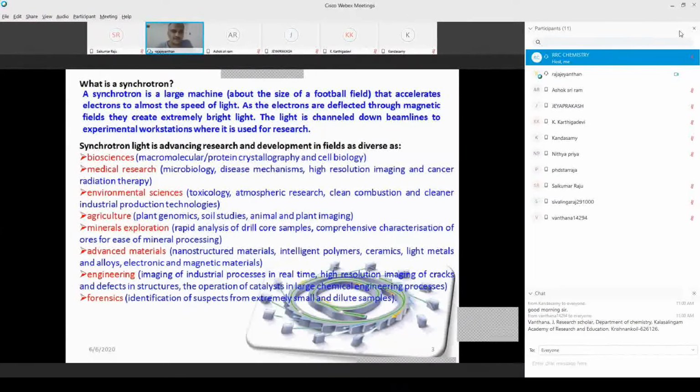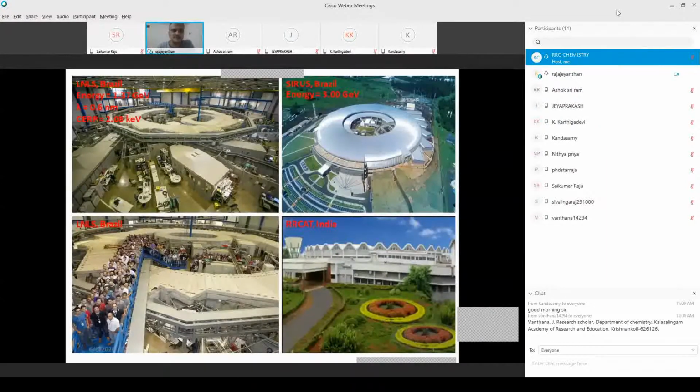Due to time, I cannot go through all of these. We will go straight to the topic of our interest. So this is a real picture of a synchrotron where I worked to complete my PhD. This synchrotron facility is in Brazil.